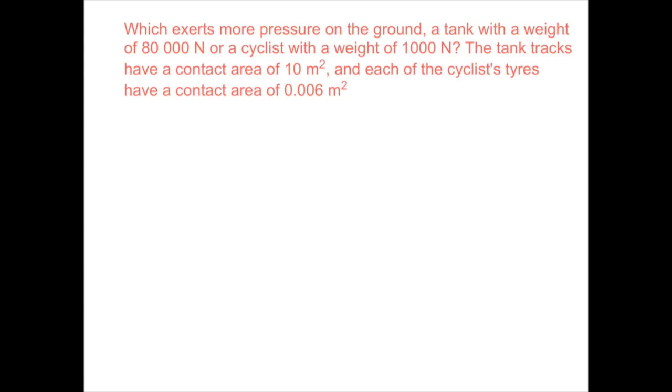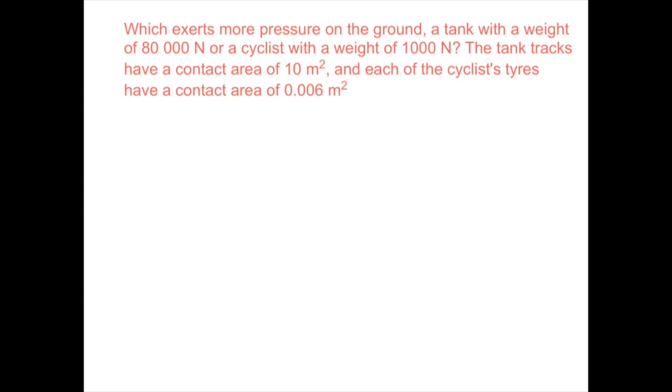I think now actually I'm going to start using Explain Everything to run through some questions, and hopefully they'll be really helpful. Here I'm looking at a question, so which exerts more pressure on the ground? A tank with a weight of 80,000 newtons or a cyclist with a weight of 1,000 newtons? The tank tracks have a contact area of 10 meters squared, and each of the cyclist tyres have a contact area of 0.6 meters squared.